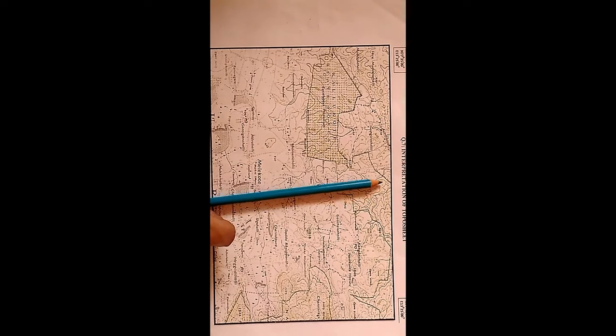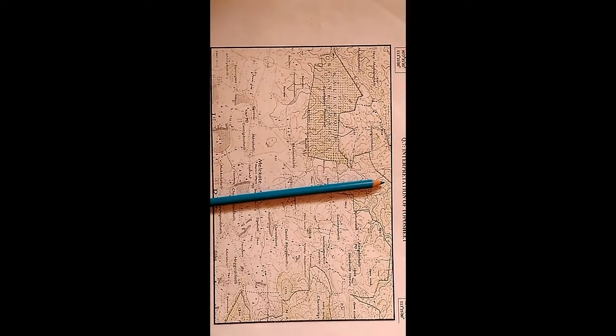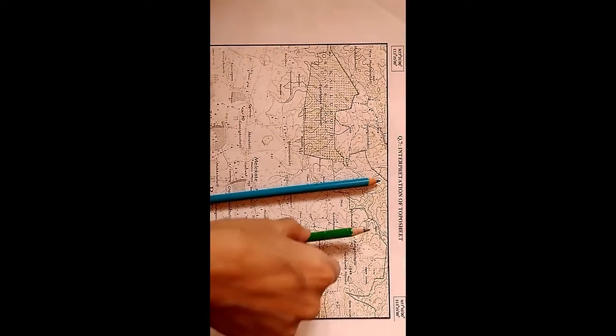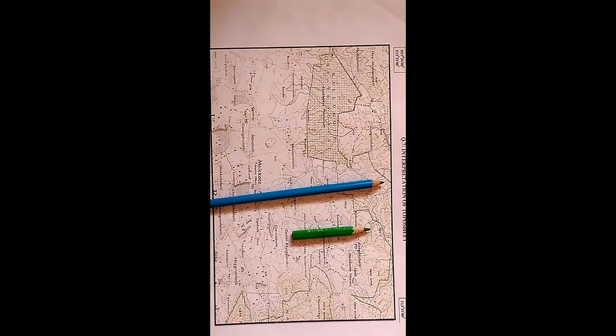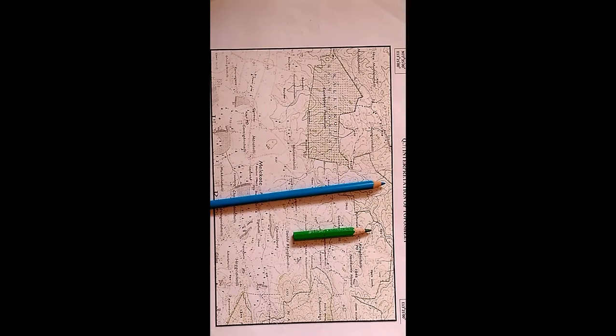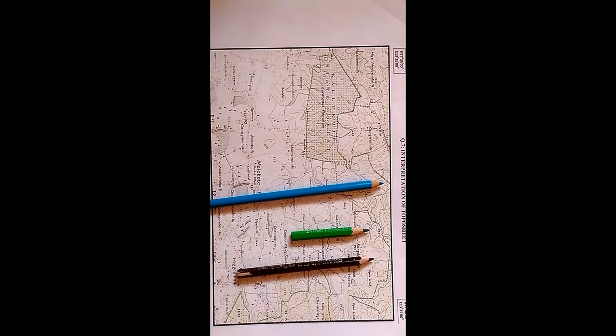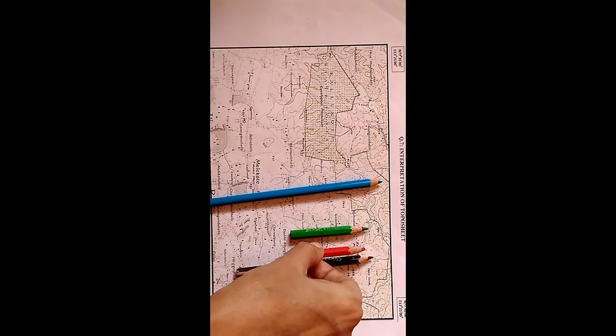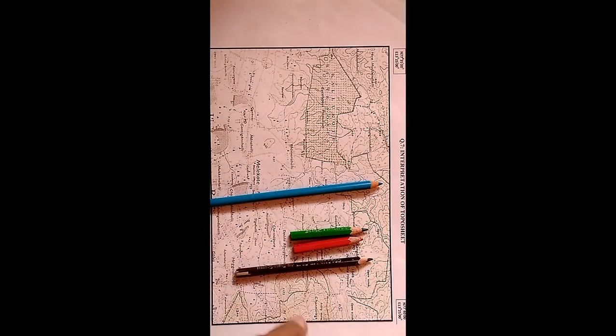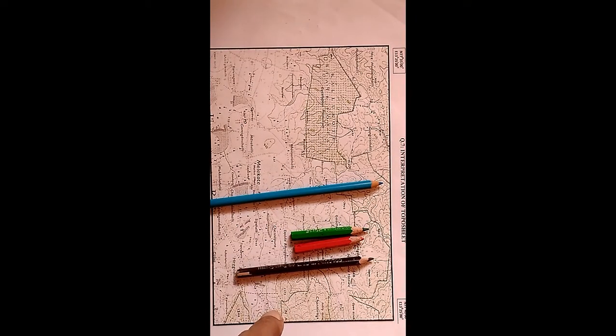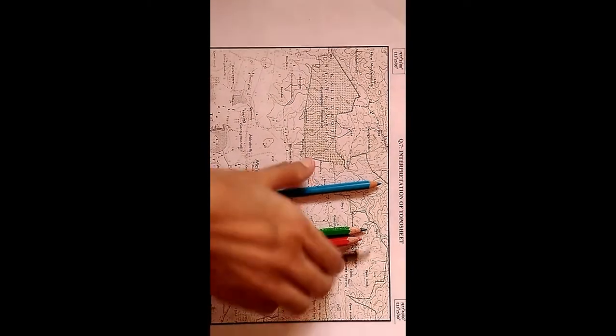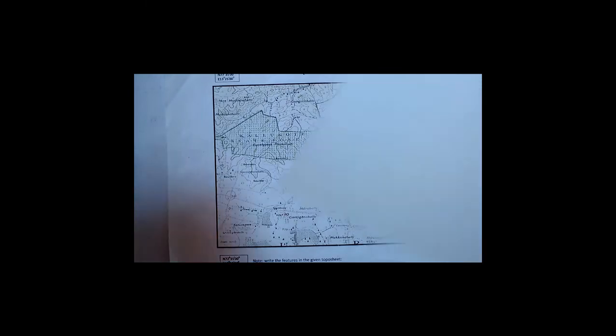For water bodies I am using blue color, for vegetation cover you should use green color, for contour lines we can use brown color, and for road areas we can use red color. Using these different colors I am going to trace these features onto a tracing sheet. We will learn how to trace the features of this topo sheet onto a tracing sheet.